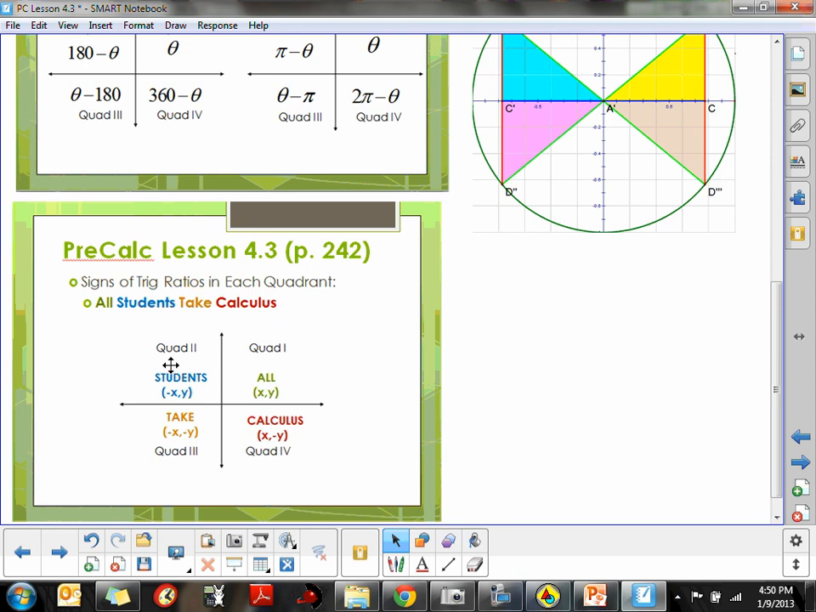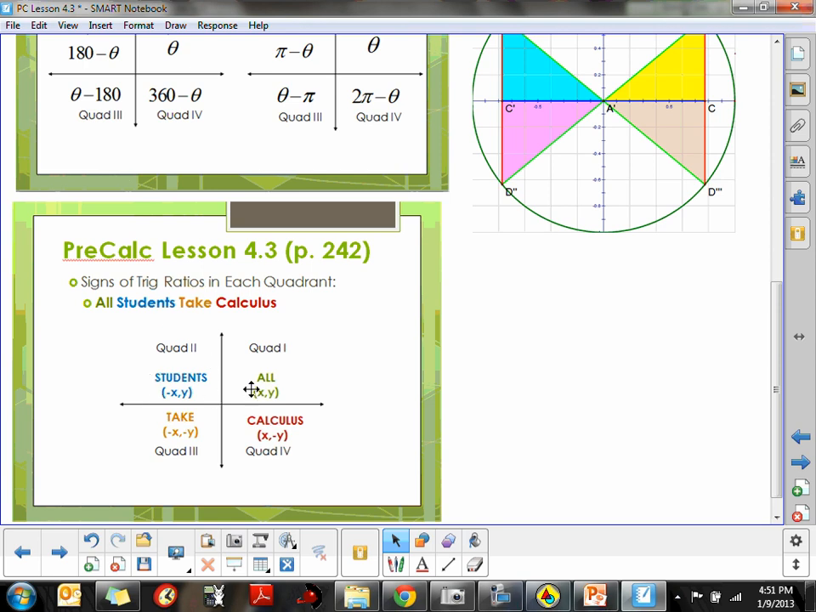If we get to the second quadrant, and this is where I got the "all students take calculus" to help us remember what trig functions are positive and negative in what quadrants. First quadrant, all trig functions are positive. In the second quadrant, the only trig functions that are negative are anything related to a cosine, because the x values are negative and the y values are positive. So the only ones that are positive, I think I said that wrong, are that the "students" stand for sine, and they are positive. Everything else in here, cosines and tangents, will be negative.